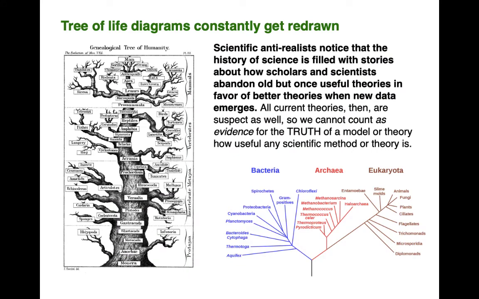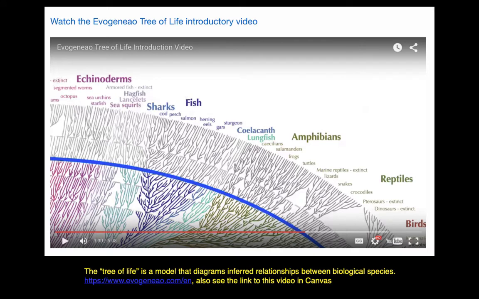Scientific anti-realists notice that the history of science is filled with stories about how scholars and scientists abandon old but once useful theories in favor of better theories when new data emerges. All current theories, then, are suspect as well. So we can't count as evidence for the truth of a model or theory how useful any scientific method or theory is. The tree of life is a model that diagrams inferred relationships between biological species.